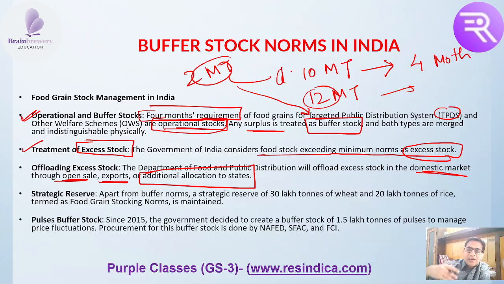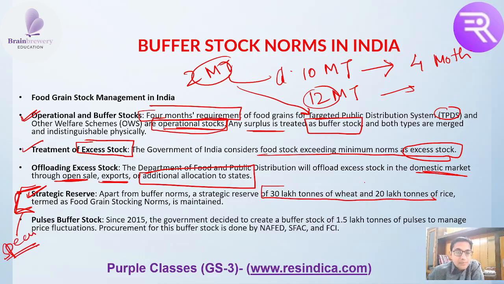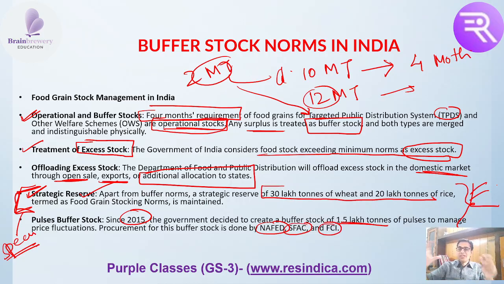Right, because it is very difficult to keep extra stock because of the storage issues and everything. Then the government also creates a strategic reserve for special occasions. A buffer of 30 lakh tons of wheat and 20 lakh tons of rice is kept as strategic reserve. For pulses, since 2015, 1.5 lakh tons is also maintained by NAFED, SFAC and FCI. This is the additional stock maintained as a strategic reserve for certain emergency situations, if there is any price fluctuation, or any pandemic or anything that comes up.